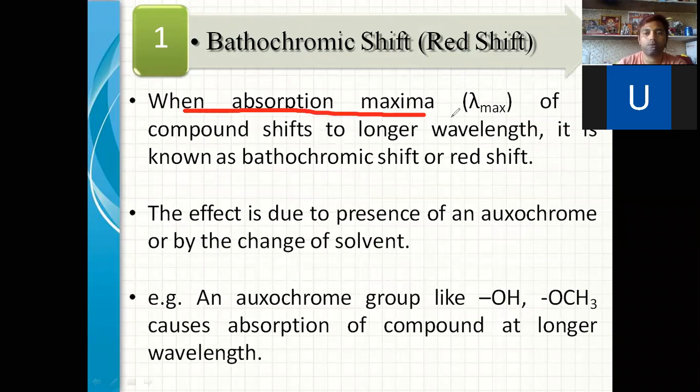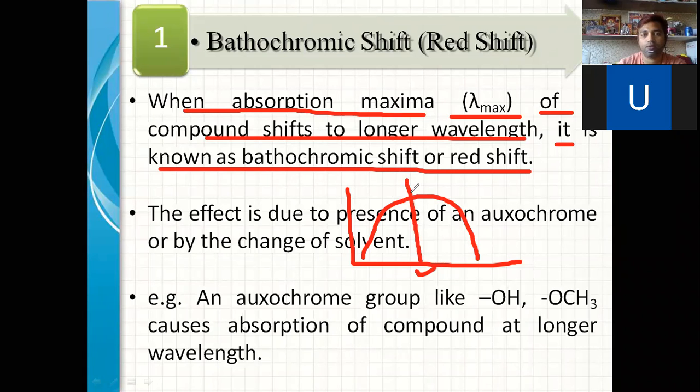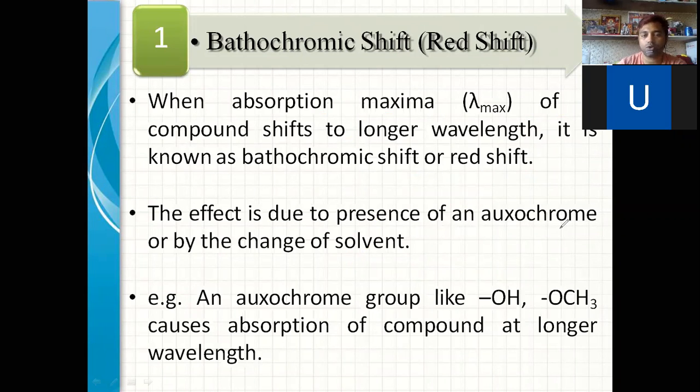When the absorption maximum, lambda max, of a compound shifts to longer wavelength, it is known as bathochromic shift or red shift. Suppose one compound absorbs here, but if it shifts because of an oxochrome or chromophore, its lambda maximum shifts to the right side. So it is known as bathochromic shift or red shift. The effect is due to the presence of an oxochrome or by the change of solvent.